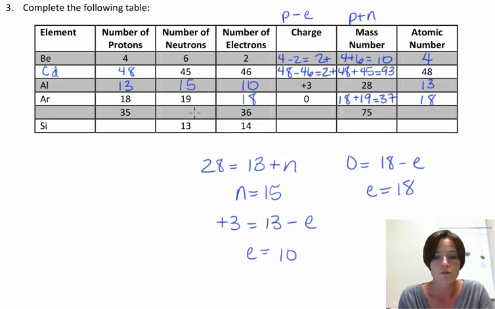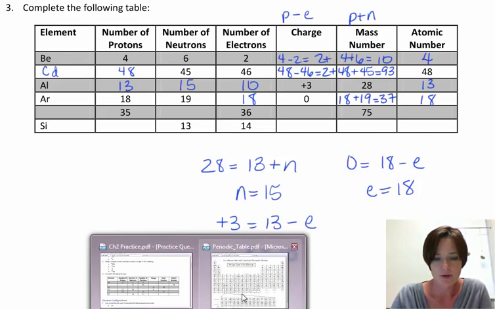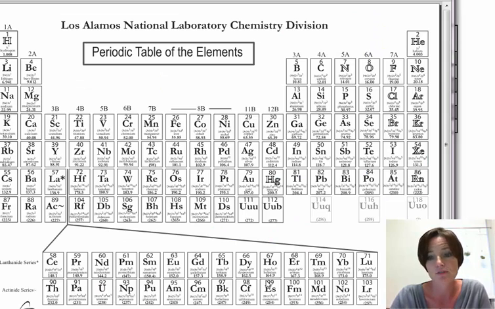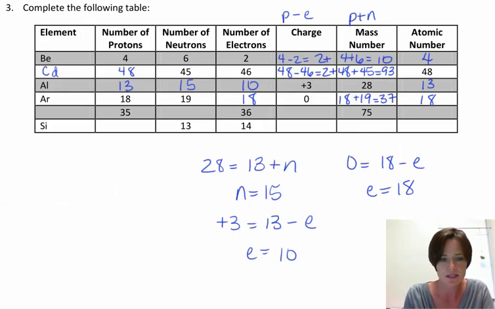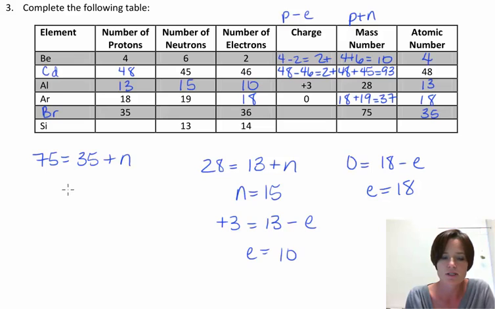Okay. For the next one, we have another one where we don't know the name of the element, so we're going to take the information that we have and figure that out. If we look here, we have 35 protons, so I'm going to look at the periodic table and find which symbol has 35 protons, and that's going to be over here, it's going to be bromine. So Br is my element. We can also fill in 35 for the atomic number here. And then to figure out the number of neutrons, I'm going to use the fact that my mass number is 75, and that's going to be the number of protons plus the neutrons. Solve for n. That means n is going to be equal to 40.